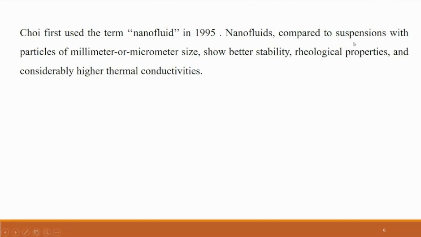Nanofluids, compared to suspensions with particles of millimeter or micrometer size, have better stability, rheological properties, and considerably higher thermal conductivity. You have already studied the subject of fluid mechanics, so you can understand rheological as the properties and studies about fluids and their details. Rheological is about studies or research related to fluids. So this word is rheological properties.